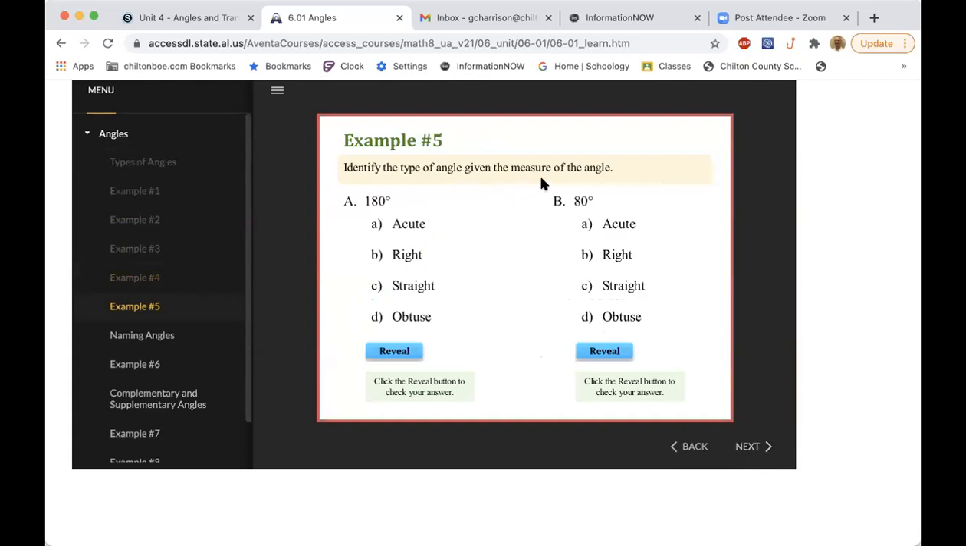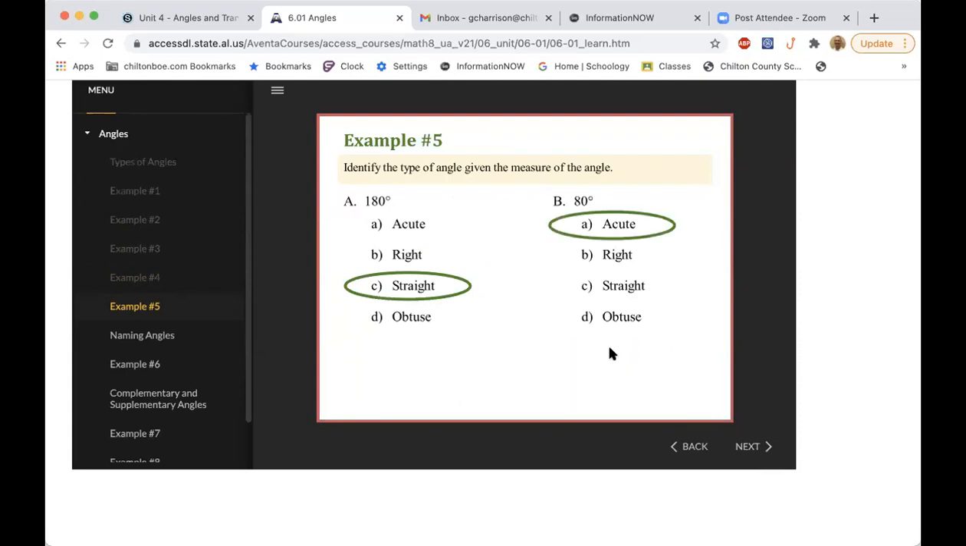Identify the type of angle given the measure of the angle. So if it's 180 degrees, that makes it what? And the answer is straight. 180 degrees is a straight line or a straight angle. And if it's 80 degrees, which kind of angle is it? Angles less than 90 degrees are acute angles.